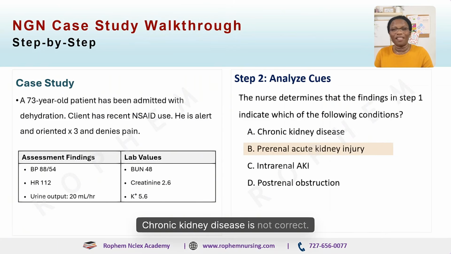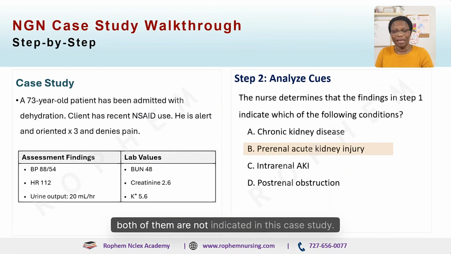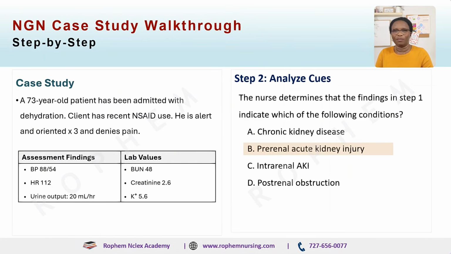Chronic kidney disease is not correct. This patient doesn't have any data to support chronic kidney disease. Also, intrarenal acute kidney injury as well as post-renal obstruction, both of them are not indicated in this case study.